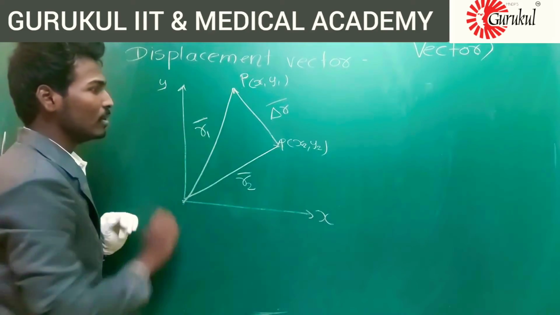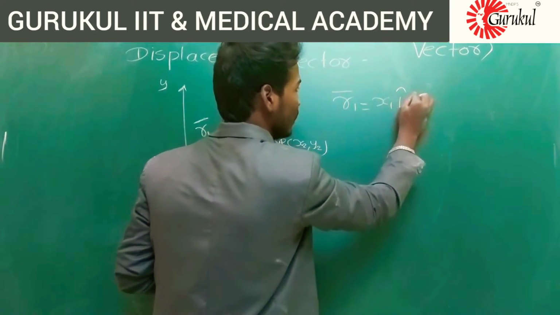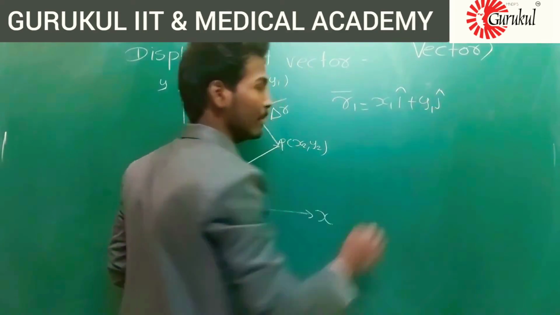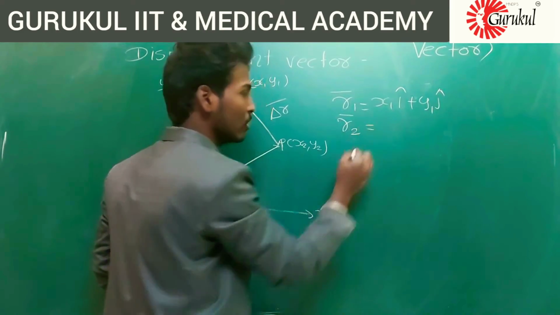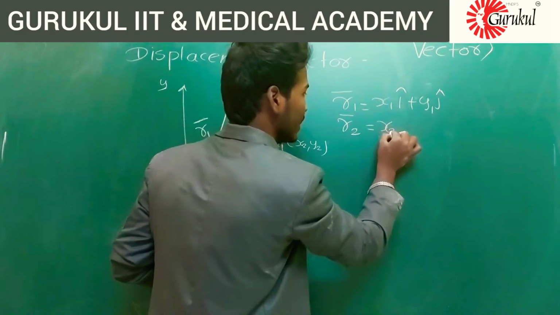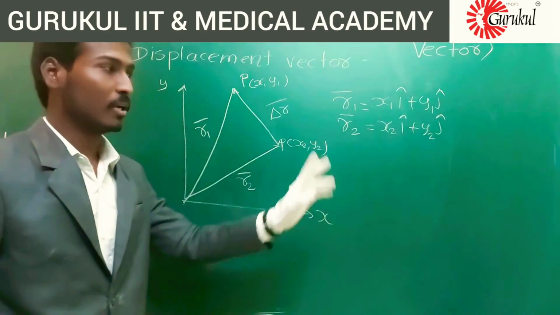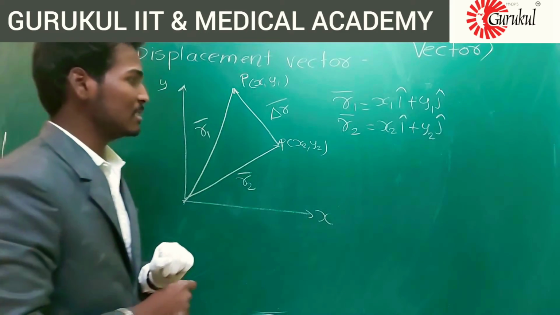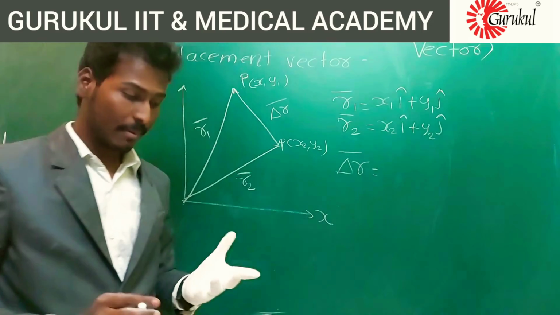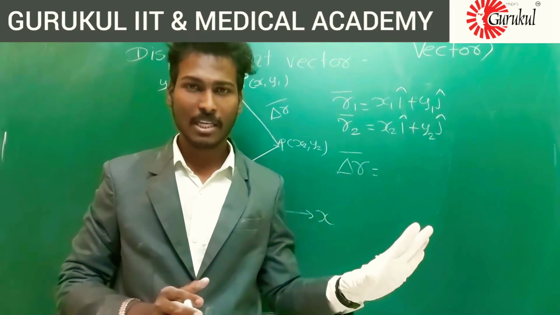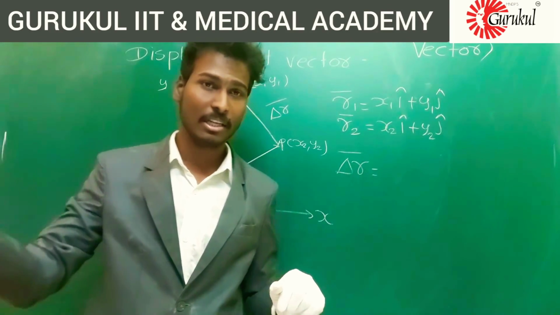So just tell me, what will be the value of r1 bar? We know that r1 bar is equal to x1 i cap plus y1 j cap. Am I right? Okay. Now r2 bar, which is the position vector of the final position, is x2 i cap plus y2 j cap. So we have to find the displacement vector del r bar. So just tell me how we find a displacement. Displacement is nothing but final position minus initial position.